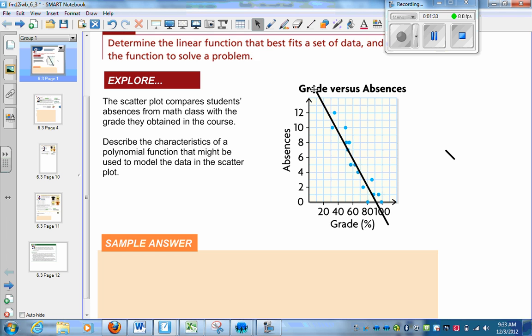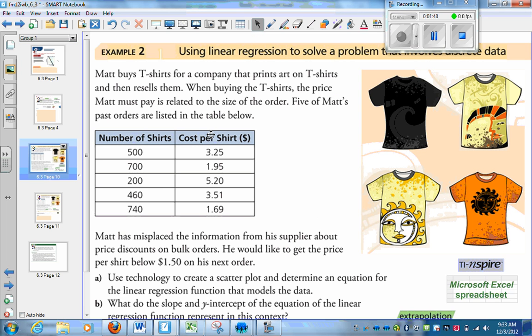We're going to come up with the function, y equals mx plus b, and then it allows us to interpolate and extrapolate. Interpolate means take values within, extrapolate means take values beyond, and that's what we're going to do. So here's the example.